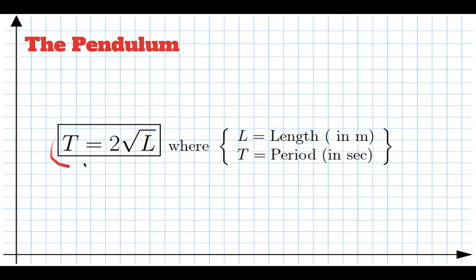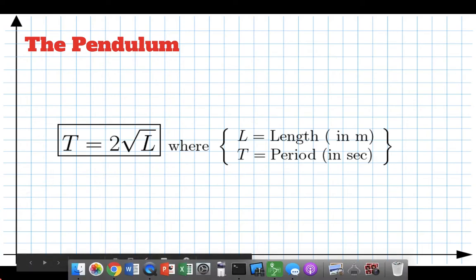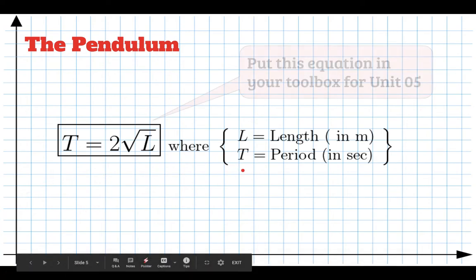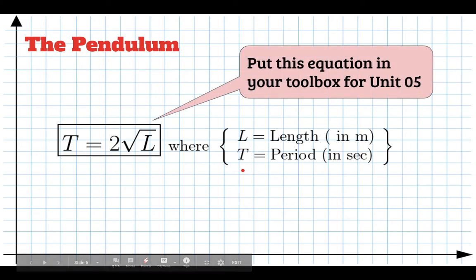The period of a pendulum. So anytime you have a weight on a string, the period, the time it takes to swing back and forth, is equal to 2 times the square root of the length. Now, this only works on Earth, but that's good because we're mostly going to be doing our experiments on Earth right now. So take a second and pause the video and jot this down in your toolbox.